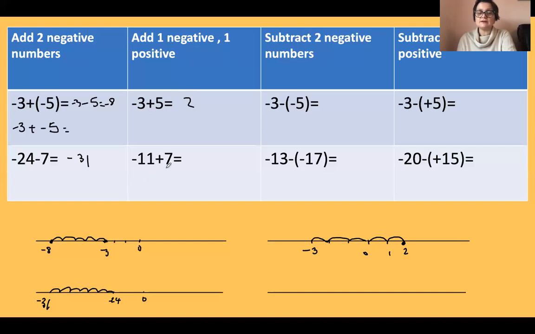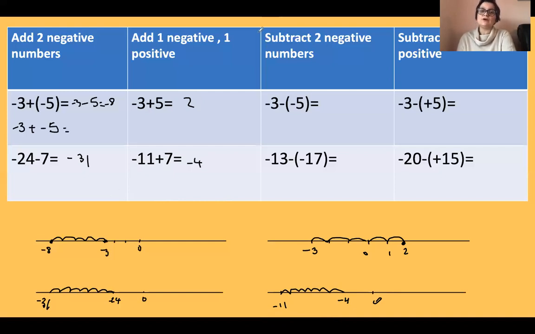-11 plus 7. So we begin on -11, let's say -11 somewhere here, and this is 0. Plus 7, we make 7 jumps forward. 1, 2, 3, 4, 5, 6, 7, and you are going to land on number -4. So the answer is going to be -4.